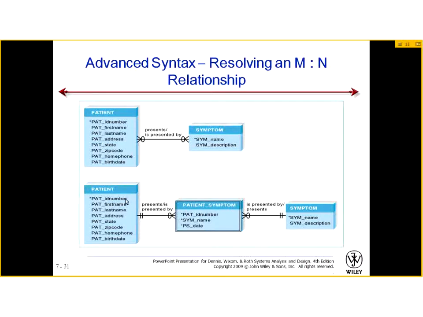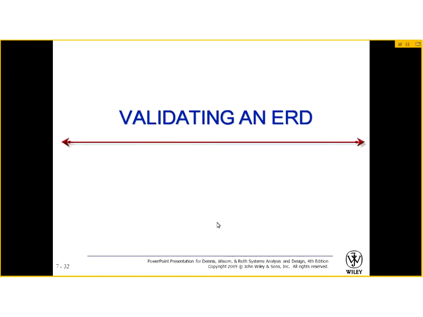Now let's see the attributes you have kept here. In patient symptom, you have kept patient ID number, the primary attribute from patient, and you have kept the symptom name, the primary attribute of symptom entity. And you have kept another attribute which is the PS date, like patient symptom date, the date at which you have recorded this. So this is the intersection entity which has been introduced to resolve many-to-many relationships. So you can introduce such relationships in your entity relationship diagram.